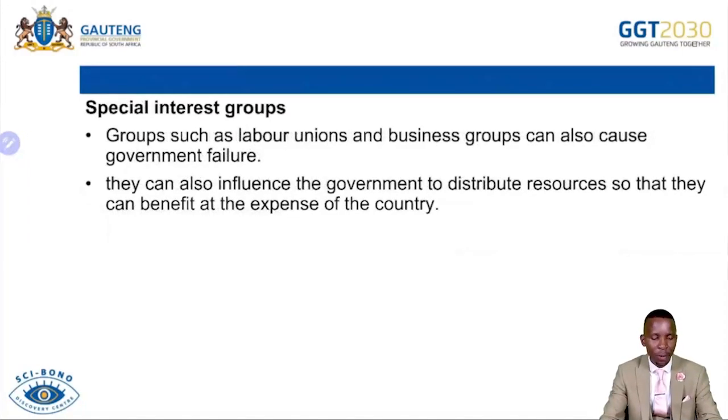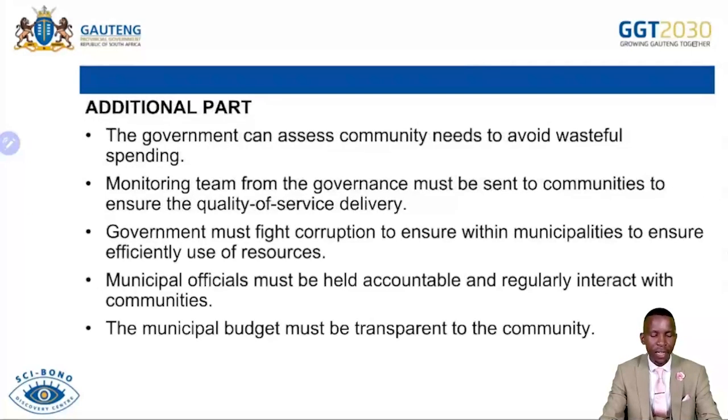And then special interest groups. In this case, we talk about groups such as labor unions and business groups that can also cause government failure. They can also influence government to distribute resources in their favor within the economy at the expense of other people within the economy or within the country. And then additional part.